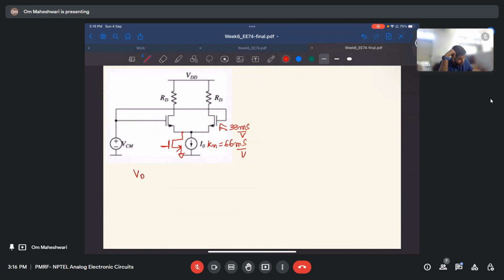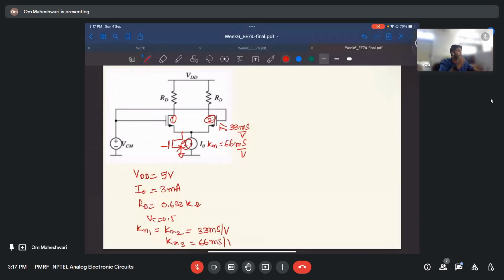So let me just write it. VDD is 5 volts. I naught is 3 milliampere. RD is the same, 0.633K. Let's say this is 5, this is 2, and this is 3. So Kn1 equals Kn2 equals 33 millisiemens per volt, and Kn3 is 66 millisiemens per volt.